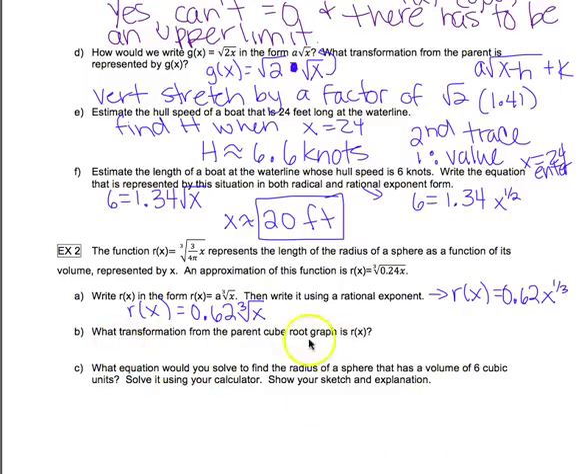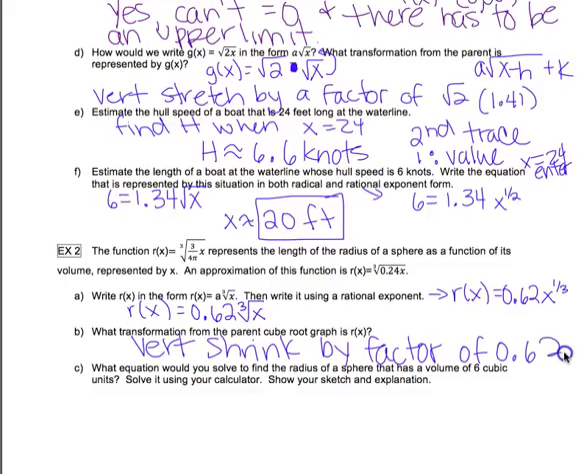So what transformation is this from the parent cube root? So obviously it's an A, which controls vertical shrink and stretch. In example 1, it was a stretch because the square root of 2 is 1.41. It's bigger than 1. Here, this is going to be a shrink because 0.62 is less than 1. It's a fraction between 0 and 1. So we're going to say that that is a vertical shrink by a factor of 0.62.